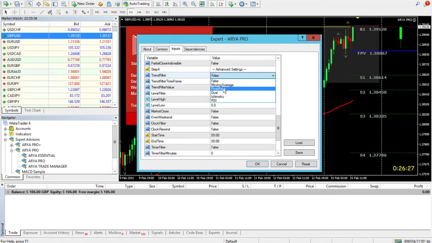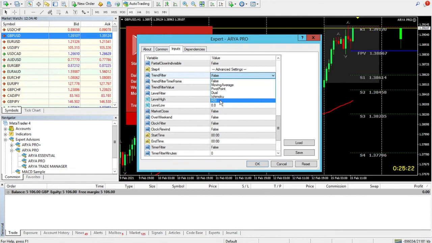The pivot point trend filter will depend on the chosen direction, whether you're buying or selling. For example, if you're buying, ARYA will only identify buy signals above the pivot point. Choose the dual trend filter to combine the moving average and pivot point filters. With Ichimoku, ARYA can buy if the market price is above the cloud, or sell if the market price is below the cloud. And finally, choose RSI, which is the Relative Strength Index indicator, and shows the current strength or weakness of the market based on closing prices of recent trading periods.